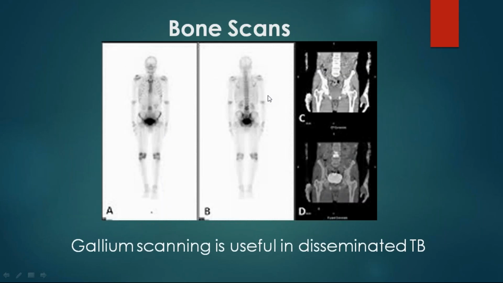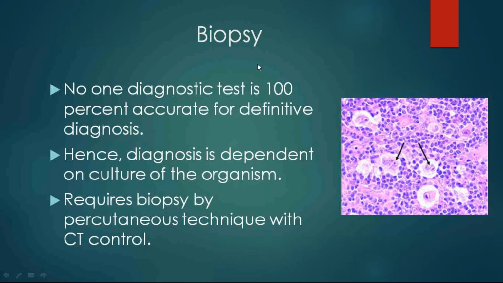And bone scans, usually gallium scan can be used in disseminated TB. Biopsy is the 100% accurate test for definitive diagnosis. Okay, so diagnosis is dependent on the culture. You take a biopsy and send it for the histopathological examination and even for culture. As you all know, the medium used is Lowenstein-Jensen's medium, and recently you are using BACTEC.